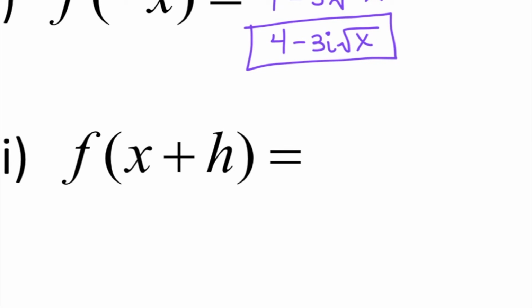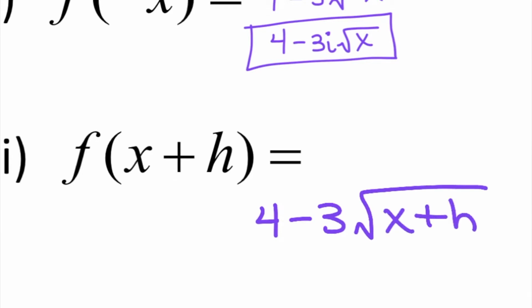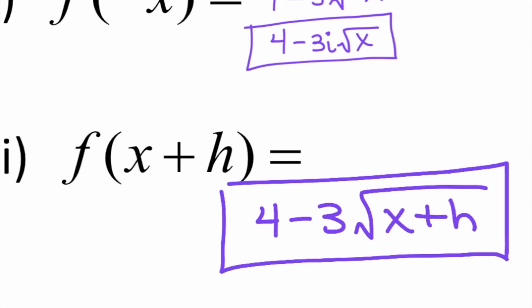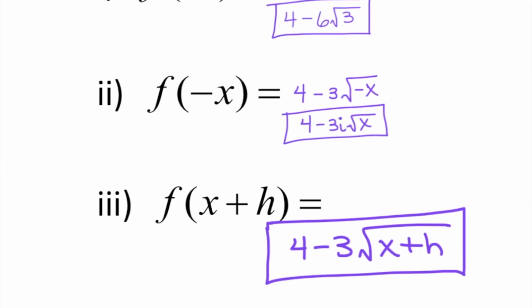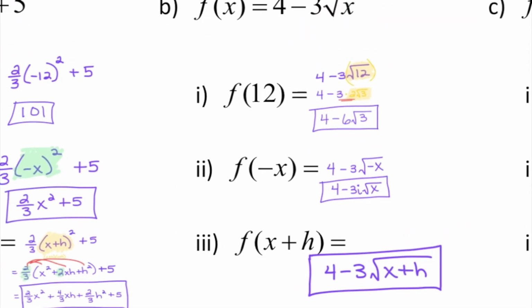And here for this last one, 4 minus 3 radical x plus h. The x plus h cannot be simplified inside of a radical. It just stays x plus h. So there are your 3 answers for part B.